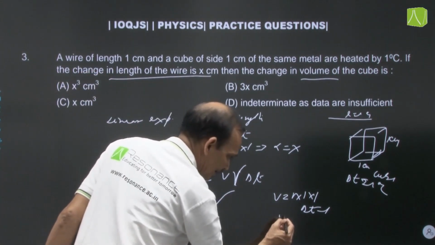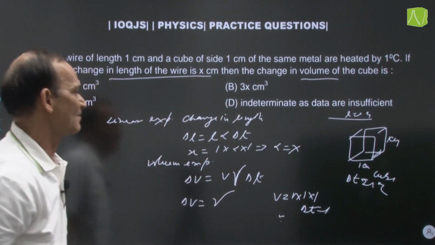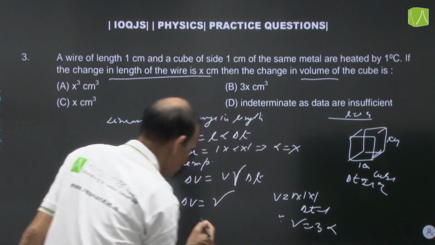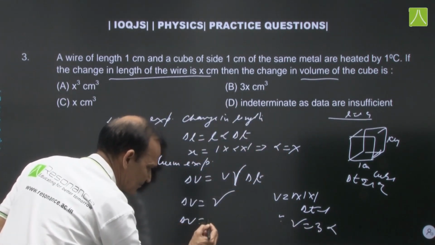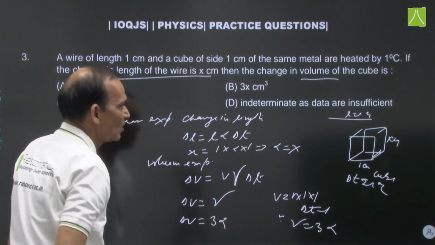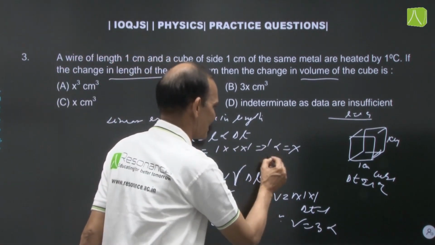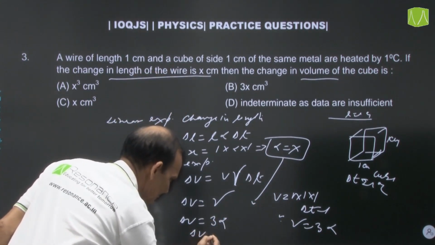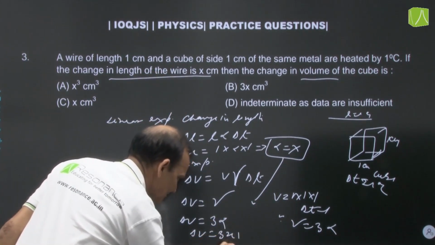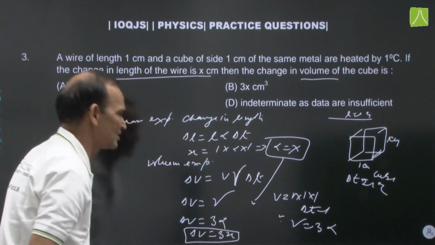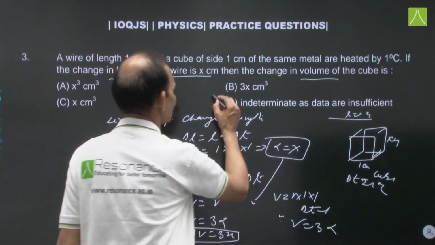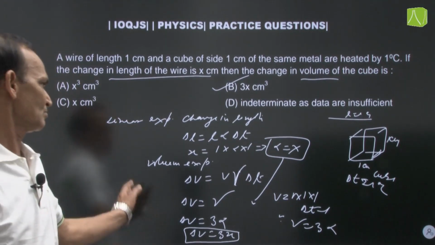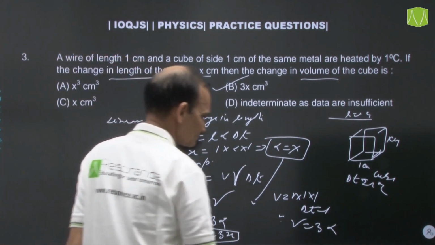We know very well the relation between alpha, beta and gamma: gamma is 3 times alpha. Alpha is given, so put this value here, and delta V is 3 times x. Change in volume is 3x, so the correct answer is change in volume is 3x centimeter cube.